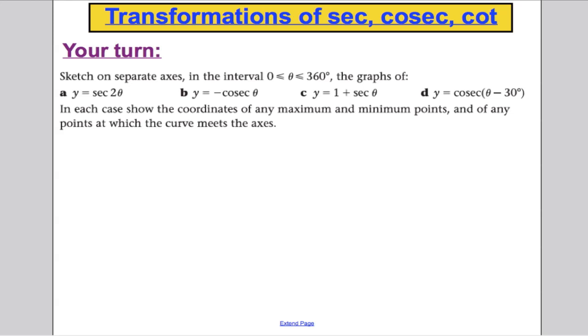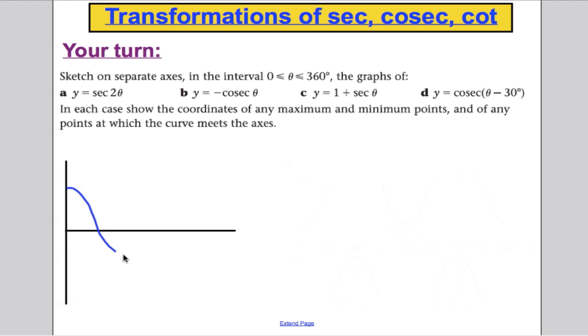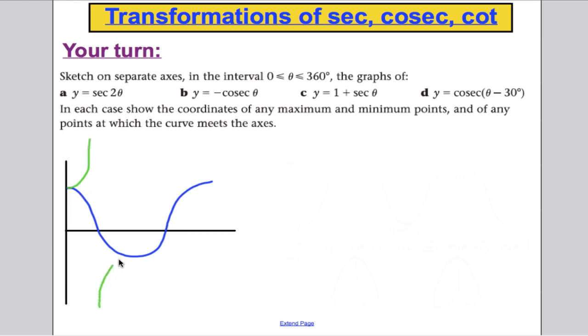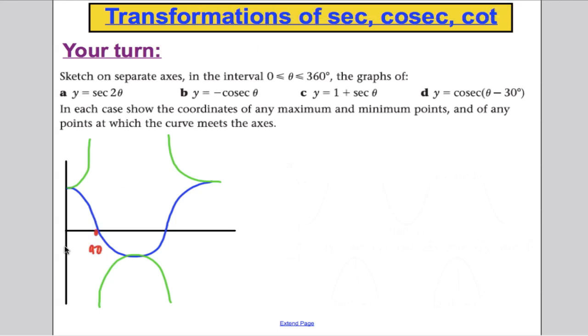Okay, I'll quickly go through the answers for these. I'll do them one by one. Here's the A first of all. Before I draw sec 2 theta, I'm going to draw sec theta. So I'm going to draw cos looks something as follows, and we know that sec would therefore look something like this. The key points: 0, 90, 180, 270 and 360.